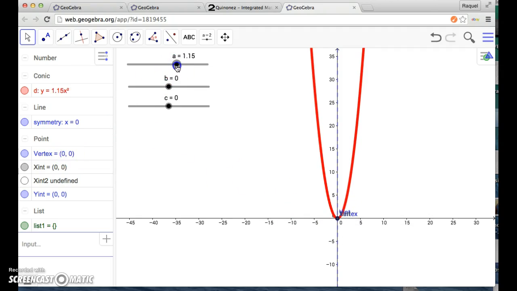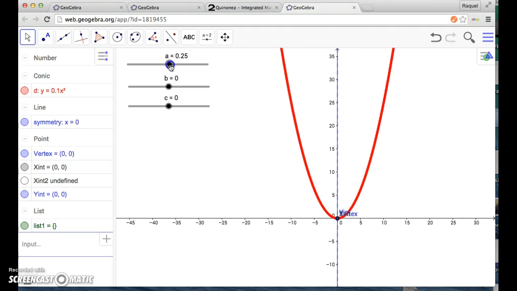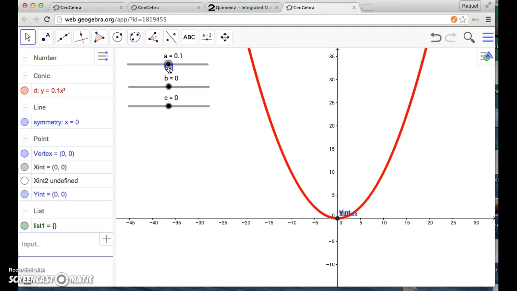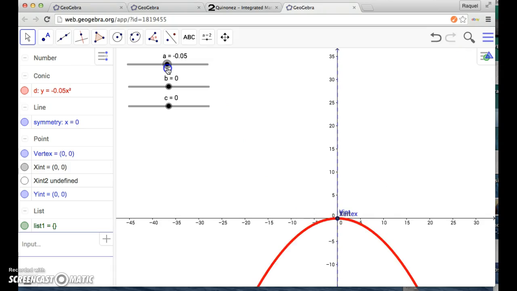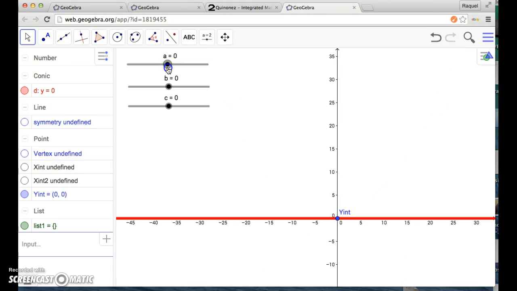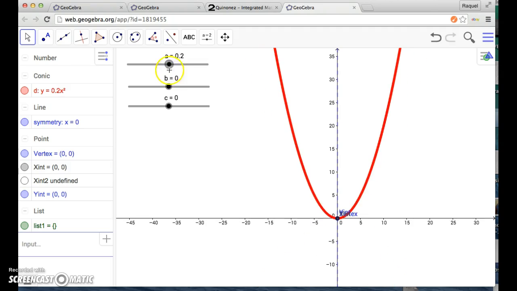So let's increase this or decrease it. You see how as it gets smaller and smaller, the parabola gets wider and wider. See, 0.05 x squared. And if you get to 0, it's a straight line, there's no more x squared. And then when it gets negative, it becomes upside down. Alright, so there's that, the A. I want you to toy with this and move it around.